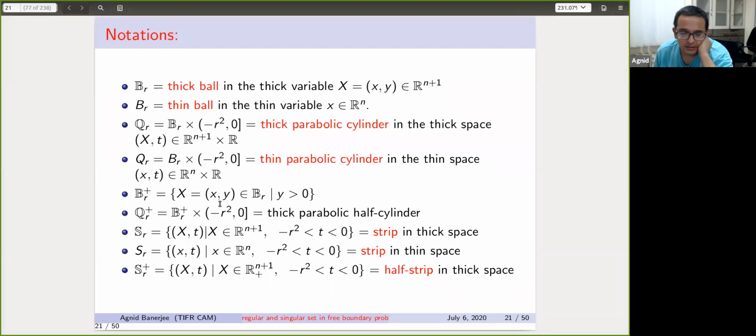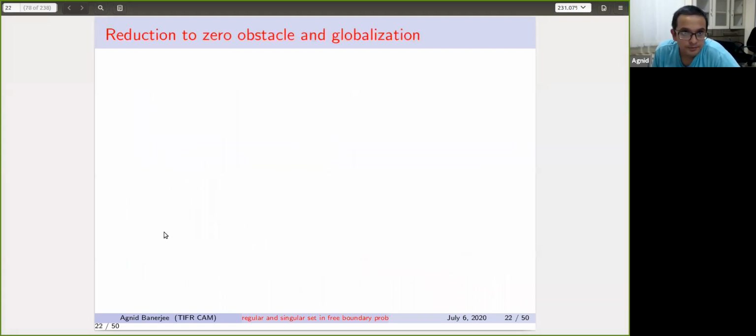So these are some of the notations. I just don't want to bore you too much because it's overwhelmingly a lot. I will have this thick D_r, which will denote the thick ball in the joint variables x and y. And then I will have the thin ball, which is on the thin set where y equals 0. Likewise, I will have a thick parabolic cylinder and a thin parabolic cylinder. And then I will have these time strips, a thick strip as well as a thin strip, depending on where the objects are situated.